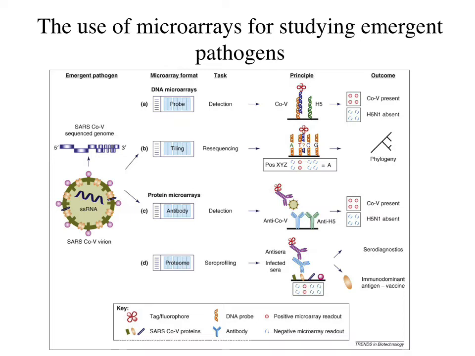And then down in D, you can see proteome microarrays, which contain immobilized proteins from the target pathogen, which can be screened against sera obtained from infected individuals. If the individual has been exposed to the pathogen, the sera will contain the antibodies, blue, against specific antigens of the pathogens that will react with the immobilized protein that can be detected using tagged secondary antibodies, purple.